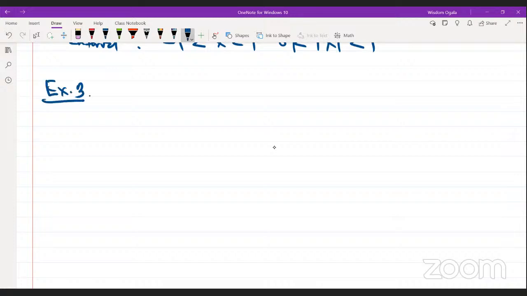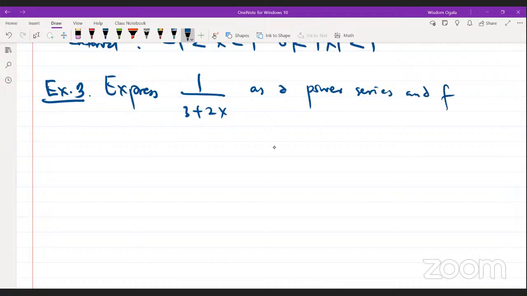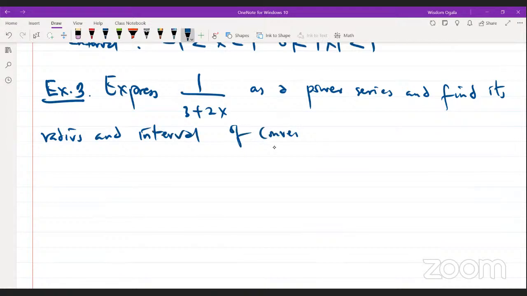Example 3. In this case, I want to express 1 divided by 3 plus 2x as a power series and find its radius and interval of convergence. There's a couple of things to do with this guy. First, show it as a power series. Secondly, find the radius. Thirdly, the interval of convergence.